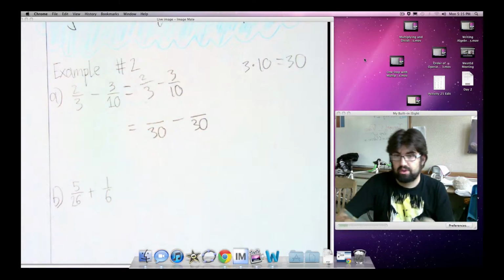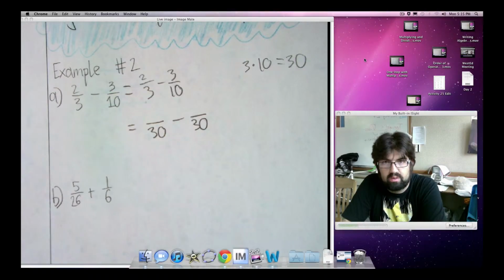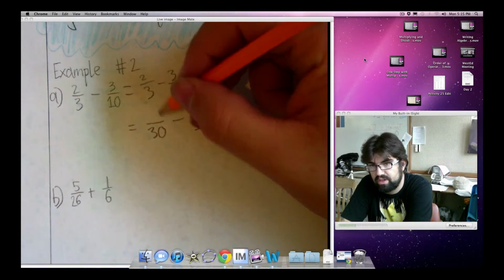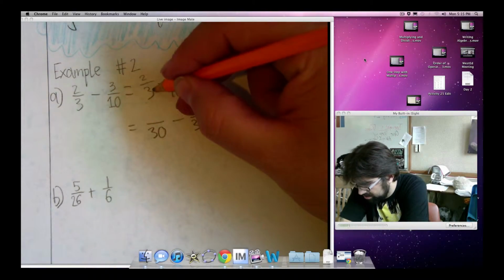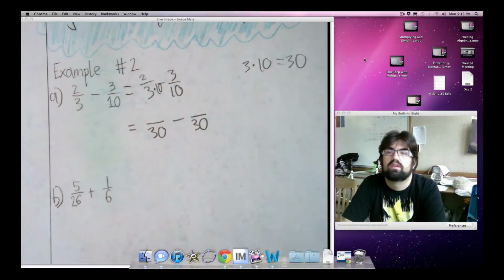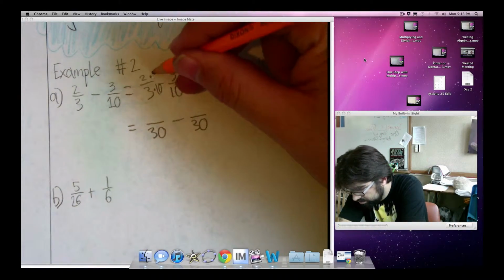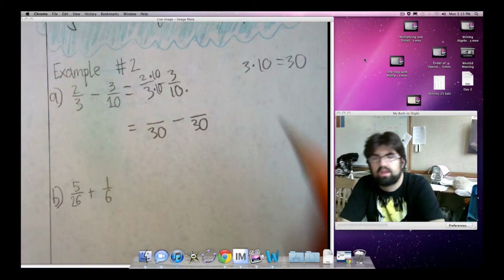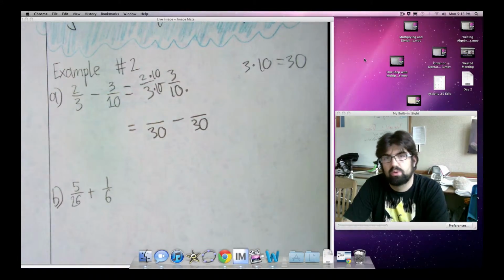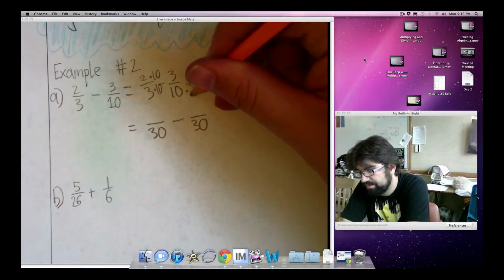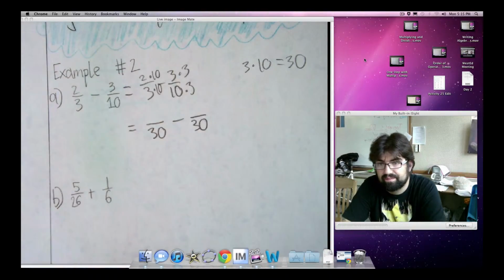The denominator is 30. Well, there's always that rule: whatever you do on the bottom, you have to do on the top. So how do I go from 3 to 30? I've got to times this by 10. Again, whatever I do on the bottom, I've got to do on the top. What do I times 10 by to get 30? I times it by 3. So I've got to times the 3 by 3.